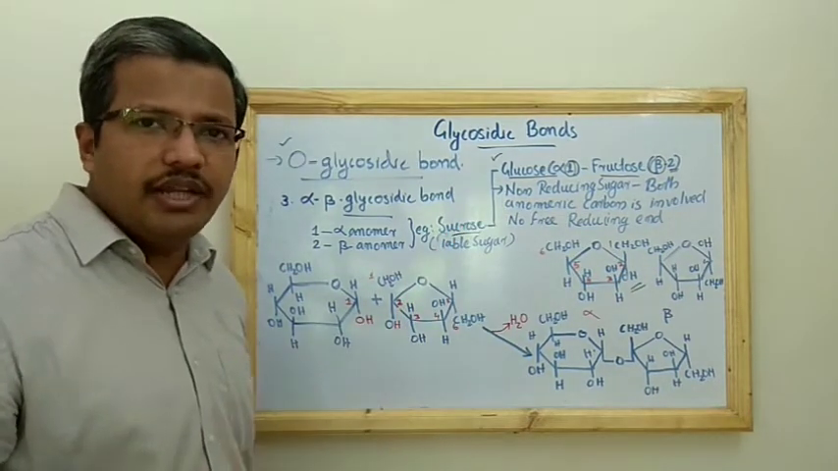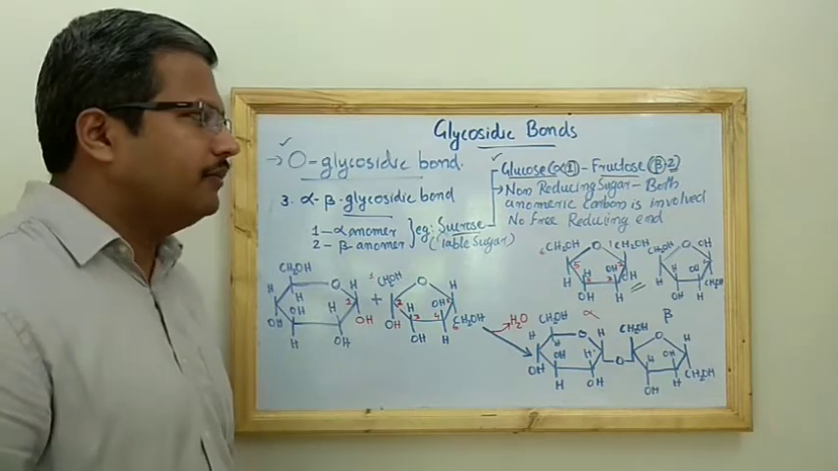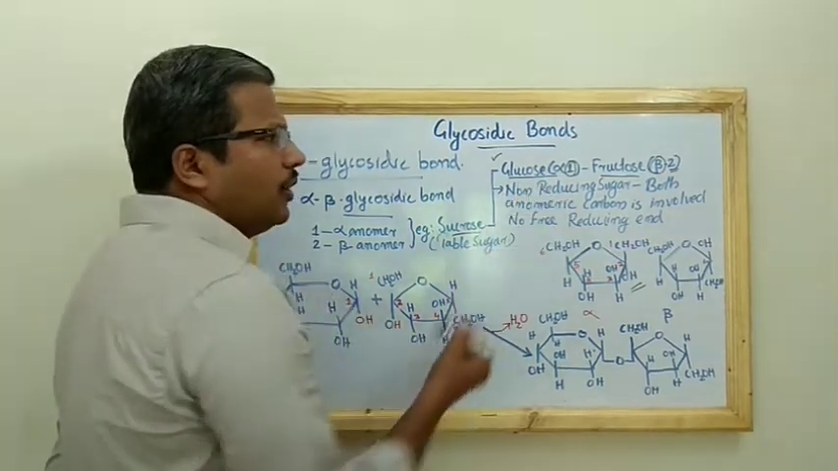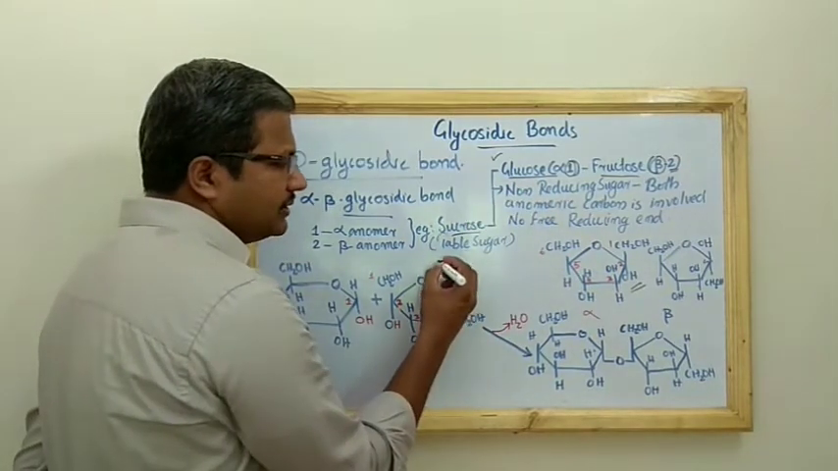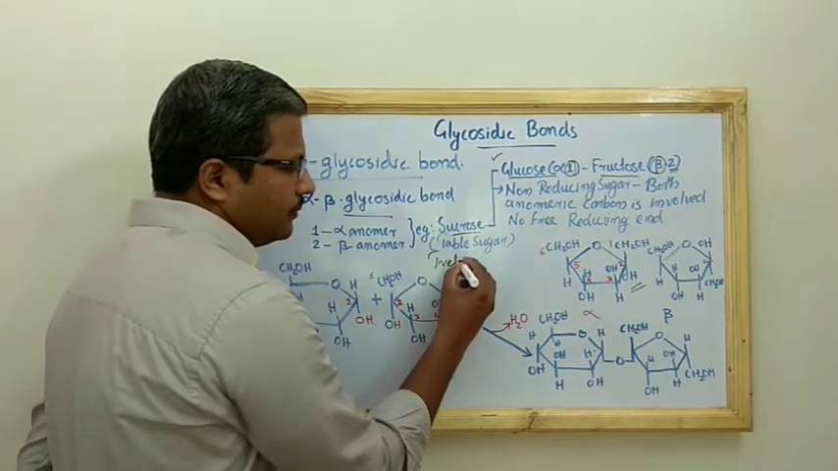There is no free anomeric carbon. That's why it is known as the non-reducing sugar. There is another example for non-reducing sugar, and that is nothing but the trehalose.